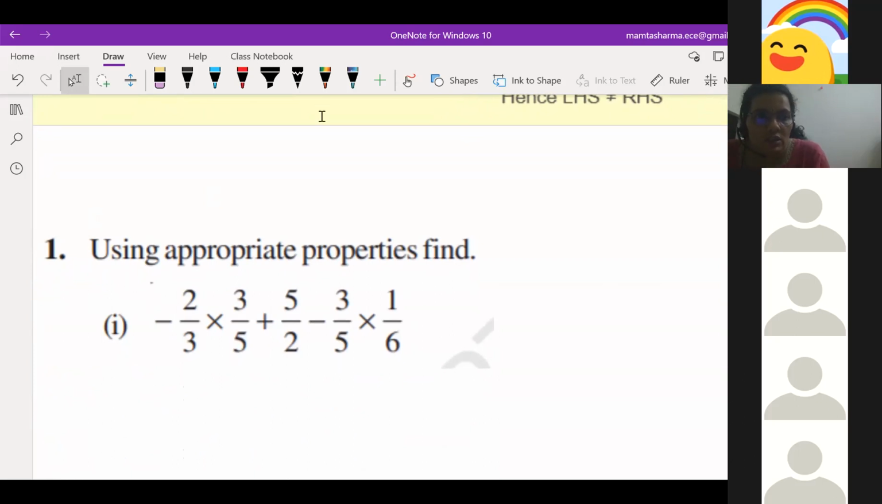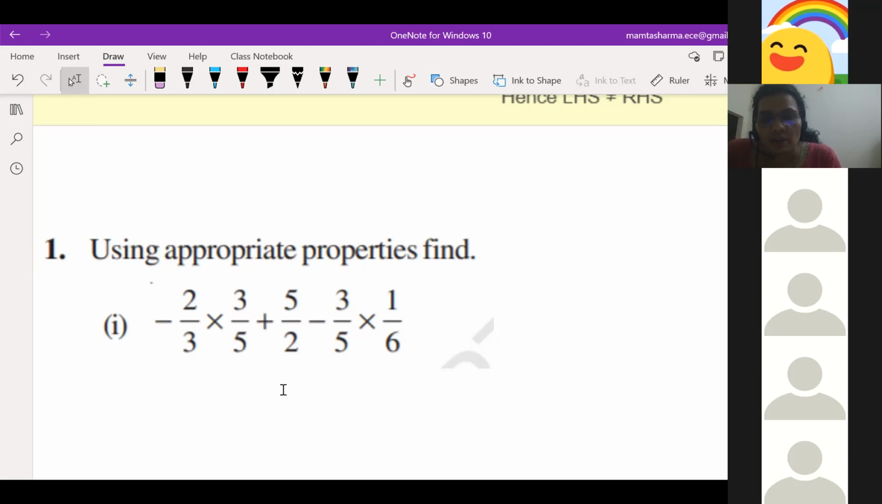My first question is, using appropriate properties, find out the result of this operation. Don't solve it directly, use the property and then find it. Okay, understood?